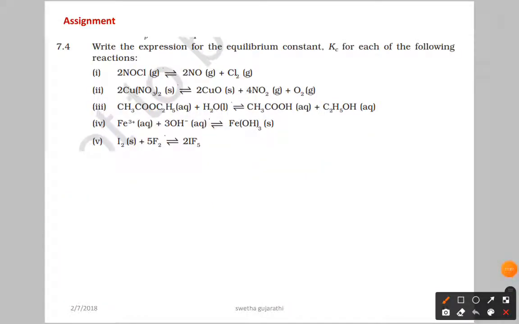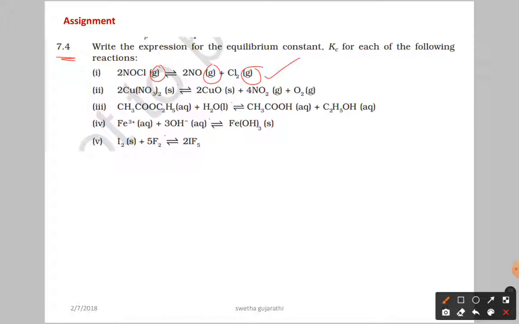Here again, if you see the example, question number 7.4: write the expression for the equilibrium constant Kc of the following reaction. Now here, is it a homogeneous equilibrium? Yes, it is a homogeneous equilibrium. Why? Because all are in the gas phase. This is a gas, this is a gas, this is a gas, so all will be present in the equilibrium expression.